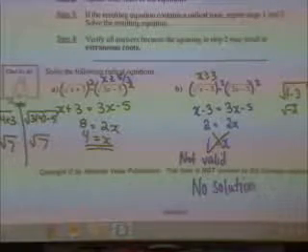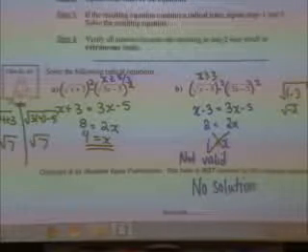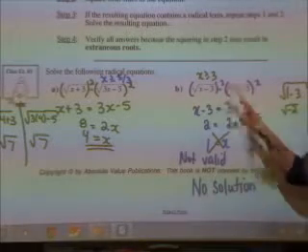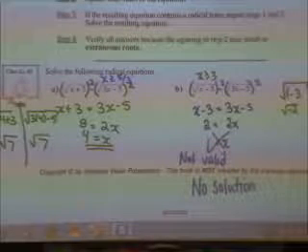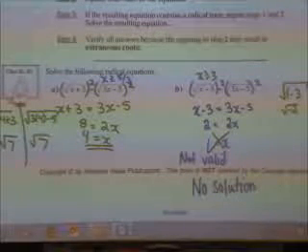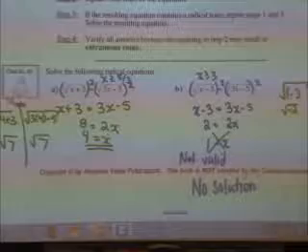Graphically, if I graphed these two equations and said y1 and y2, I would get two equations that never intersected. That's what it would look like graphically. There would be no common point of intersection.